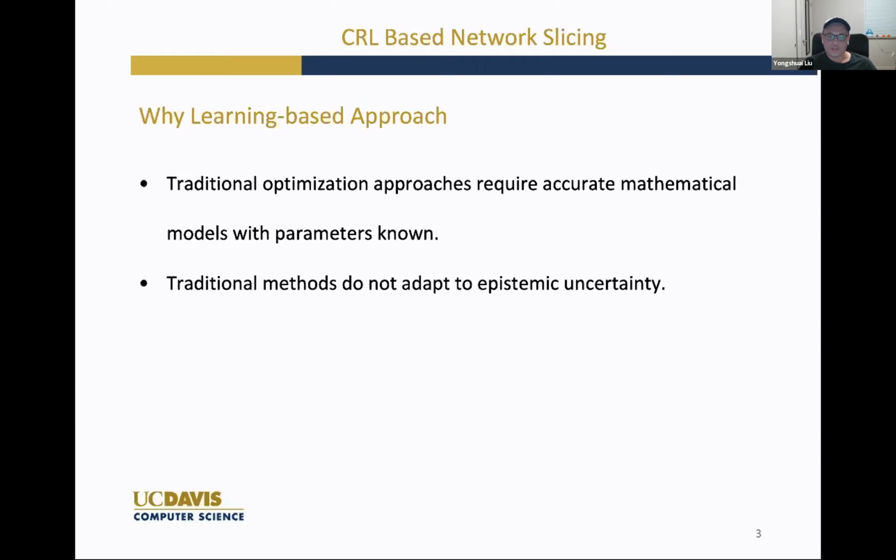The second reason is that traditional methods do not adapt to hidden structure in the network due to the lack of knowledge and subsequent ability to explore and learn from the system. For example, when a user experiences poor quality of service, he may decide not to use the service again, or at least with a reduced frequency. Such hidden structure can significantly affect the user experience and the network performance, but is usually not directly observed or modeled. Because of those two reasons, we are trying to explore a reinforcement learning-based approach in this work.